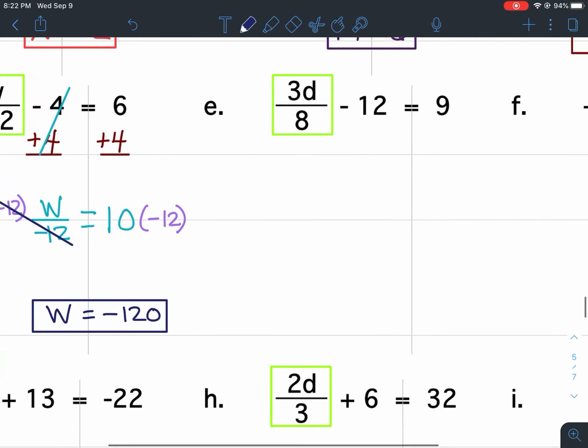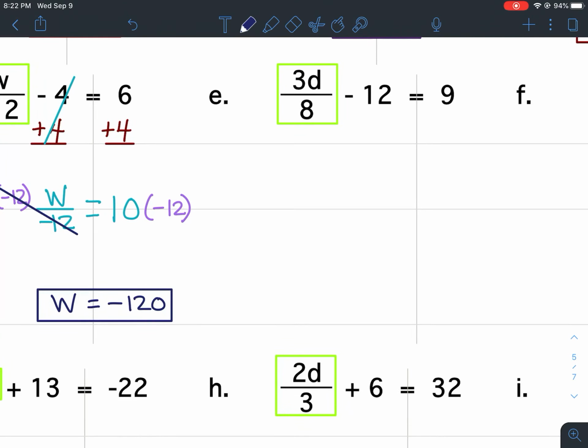E. All right, I have my variable term boxed. I need to get rid of this negative 12 first. Get rid of the number outside of the box first. Negative 12 or minus 12, the inverse would be to add 12 to both sides. So I'm going to add 12 to both sides of the equation.